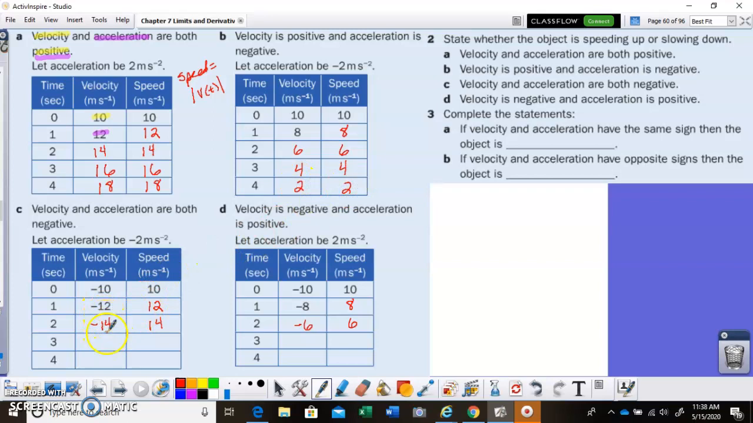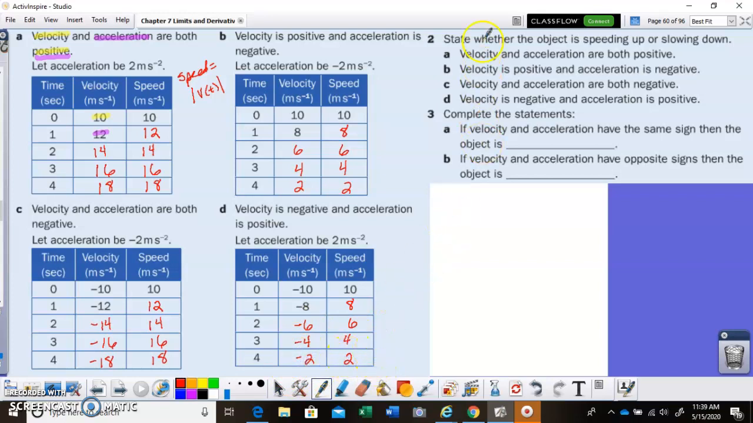This acceleration is negative 2, so that would be negative 16 and positive 16, and that would be negative 18 and positive 18. And this acceleration is positive 2, so that would take that to negative 4, which is 4 speed, and negative 2, whose speed is 2.